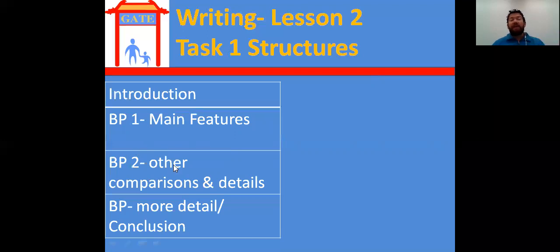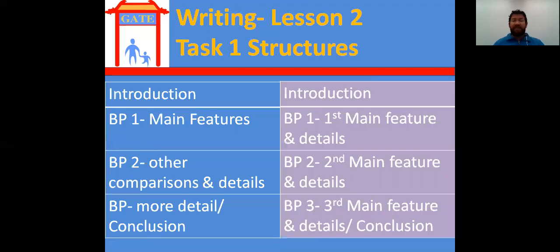Then you might say some other comparisons and give a little bit of detail about what you've said earlier in the main features, kind of an expansion or explanation of what you said. And then if you still have time, you go, well, I've still got five minutes or so. Let's just pick some other important information or details from that graph and put it in there. And then a conclusion if we have time.